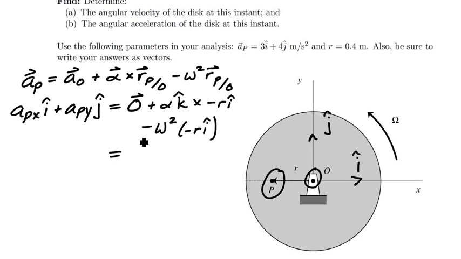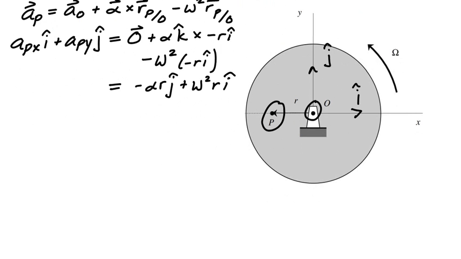If I expand what's happening on the right hand side here, I'll have first of all k cross i, which gives me j, so I'll have minus alpha r in the j, and then I'll have plus omega squared r in the i. Now at this juncture it's prudent to remind yourself that a vector equation in two-dimensional space is actually two scalar equations, so I can break this up into its i and j components.